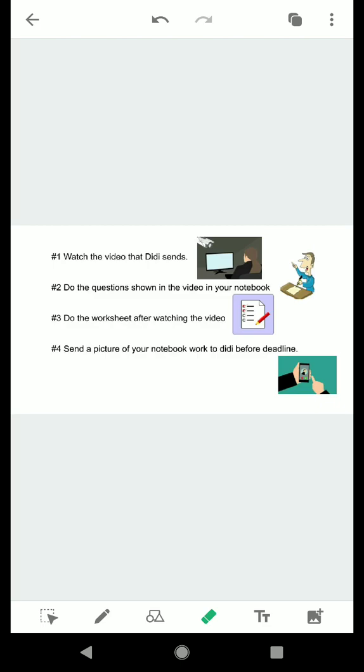It means you all have to send a picture to me, Didi, of your notebook, of the work you did by watching the video, of your worksheet before deadline. Deadline means the last date and time to submit that Didi will tell you about. Alright, so let's begin.